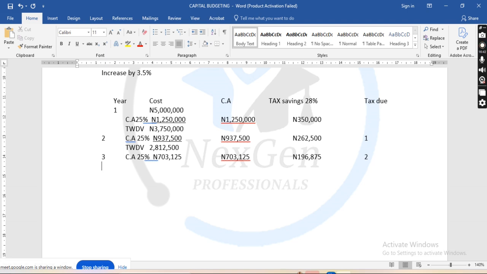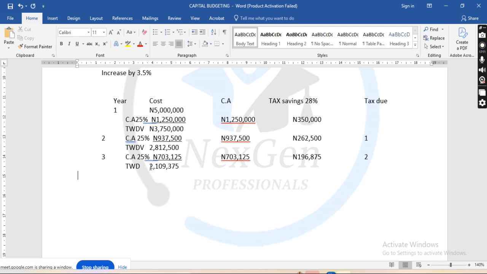Class, having done this, what is the tax written down value? What is the difference? Don't forget, we must complete this question today. All right. 2,000,000. What do you have? 2,109,375. Okay, good.